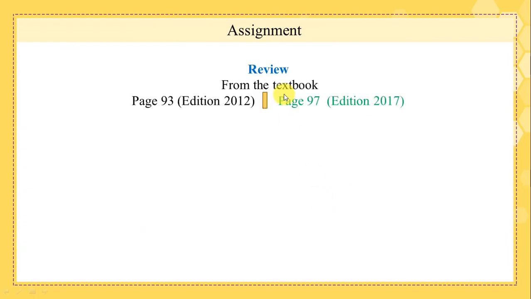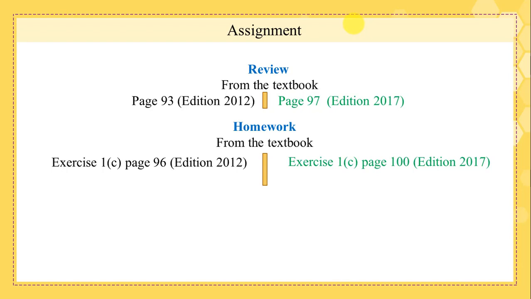Assignment. Review from the textbook page 93 edition 2012 and page 97 edition 2017. Homework from the textbook exercise 1 part C page 96 edition 2012 and exercise 1 part C page 100 edition 2017.